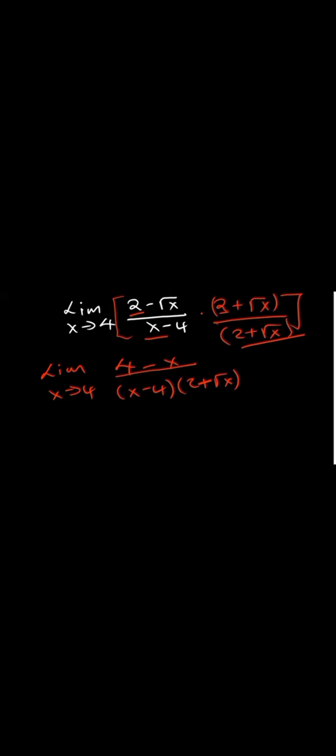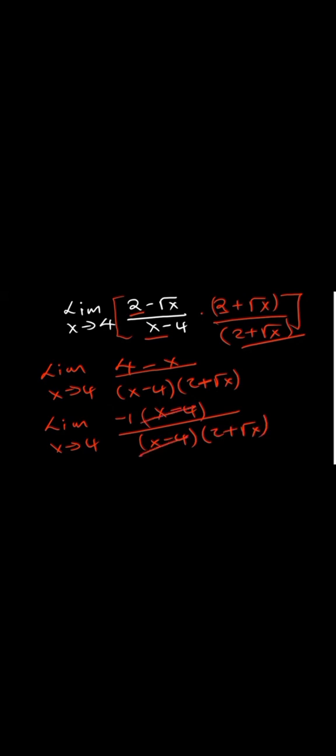So 4 minus x can be expressed in a different form. We can factorize negative 1 there. If you factorize negative 1, x is going to become positive, then the 4 will become negative. So why am I doing that? I want it to appear more like the one that is down so that we cancel it out. So the limit as x approaches 4 is negative 1 times x minus 4 over x minus 4 times 2 plus root of x. So this is going to divide. And what are you going to have?